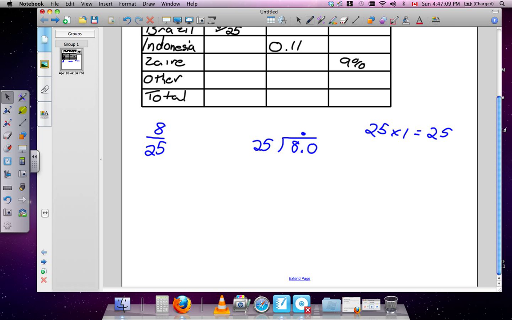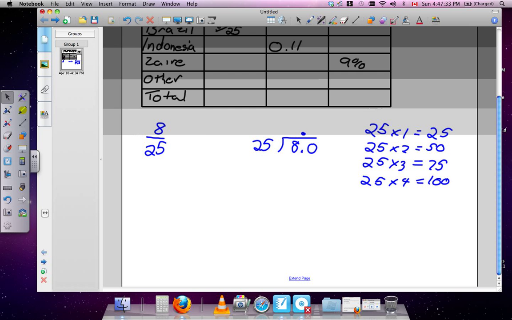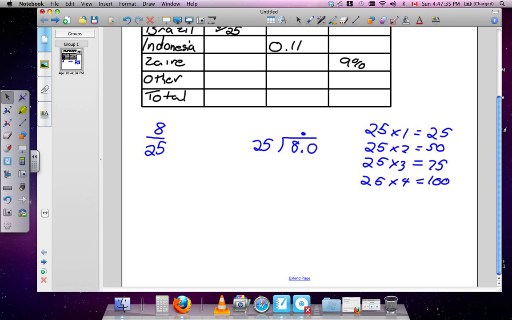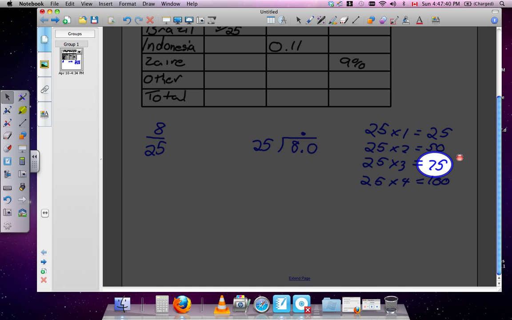Let's go to the next one. Times 2, 50. Yeah, that goes in. Let's see if we can get closer though. 25 times 3, that one's pretty close. Let's do 25 times 4 just to be sure. That's 100. So this one is too large, too big for 80. So we're going to be using 75. 75 works out great. It's less than 80. So we have to use this number 3.